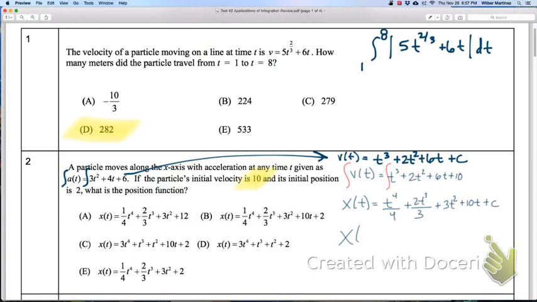So final answer, x of t equals 1/4 t to the 4th plus 2/3 t cubed plus 3t squared plus 10t plus 2, which is answer choice B, it looks like. So B is my final answer there. All right, let's look at number 3.